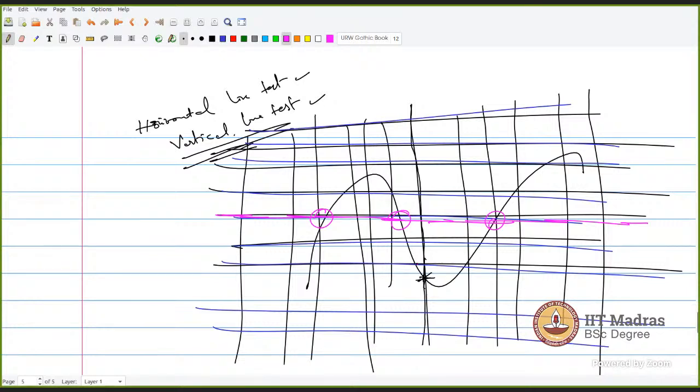First, you perform the vertical line test. You conclude whether it is a function or not. Then you perform the horizontal line test. Only then will you perform the horizontal line test. Horizontal line tests are performed to check whether it is a one-to-one function or not. Vertical line tests are performed to check whether it is a function or not, firstly.